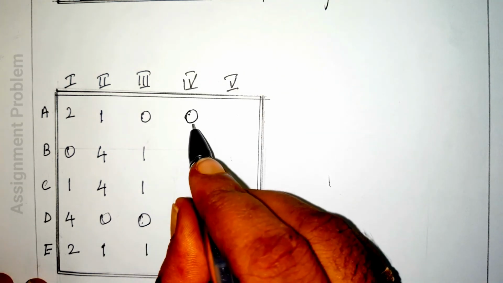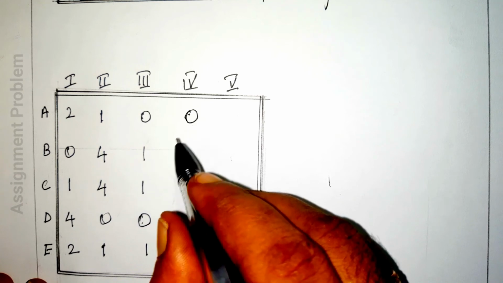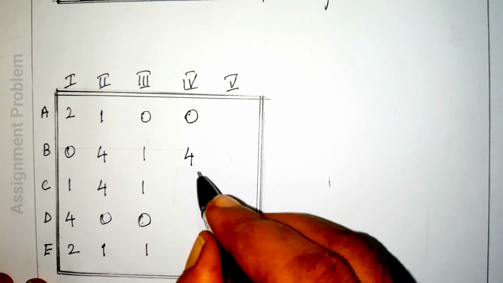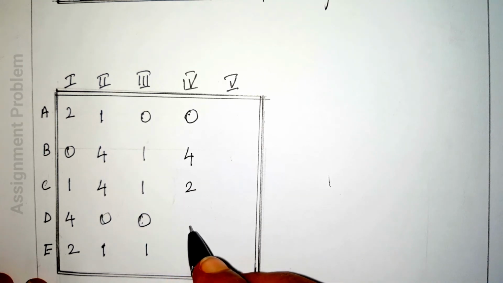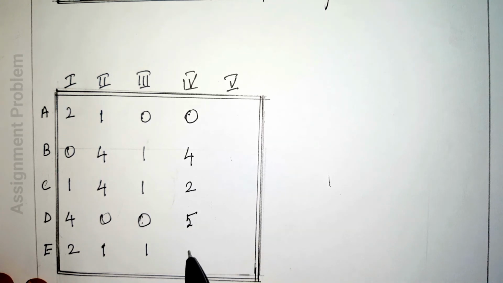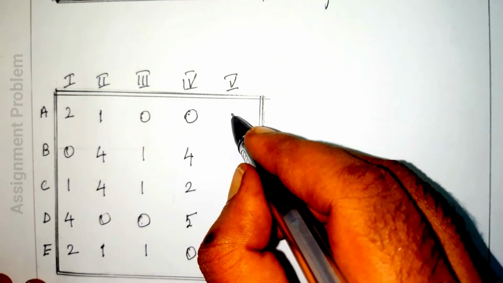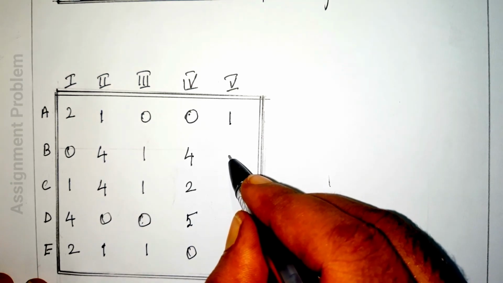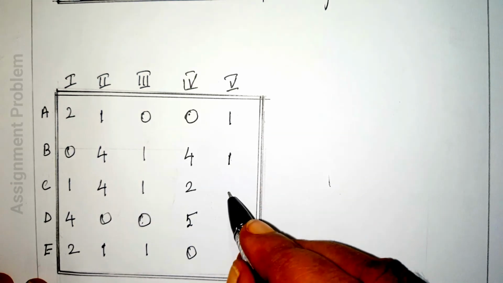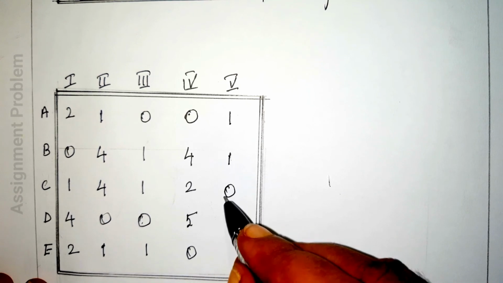Fourth column, 0 is covered with a single line, so write it as it is. 4 is covered with a single line, so you write it as it is. 2 is covered with a single line, so you write it as it is. This 4 is covered with 2 lines, so 4 plus 1 is 5. 0 is covered with a single line, so you write it as it is. 1 is covered with a single line, so you write it as it is. 1 is covered with a single line, so you write it as it is. 0 is covered with a single line, so you write it as it is.